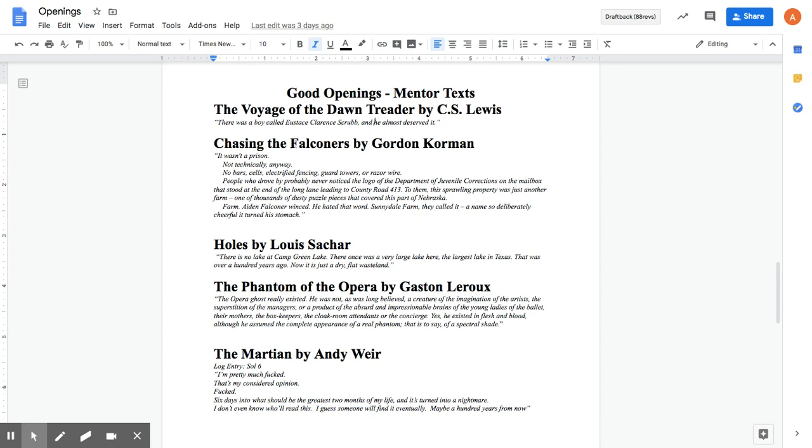This one, Chasing the Falconers by Gordon Korman. It wasn't a prison, not technically anyway. No bars, cells, electrified fencing, guard towers, or razor wire. People who drove by probably never noticed the logo of the Department of Juvenile Corrections on the mailbox that stood at the end of the long lane, leading to County Road 413. To them, this sprawling property was just another farm, one of thousands of dusty puzzle pieces that covered this part of Nebraska. Farm. Aidan Falconer winced. He hated that word. Sunnydale Farm, they called it, a name so deliberately cheerful it turned his stomach.